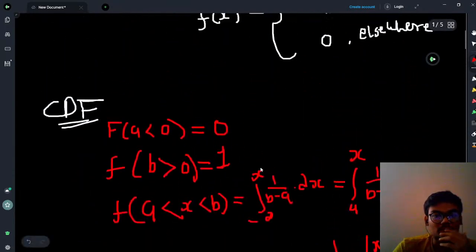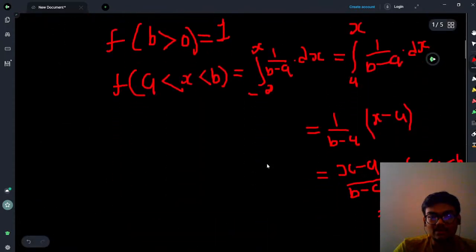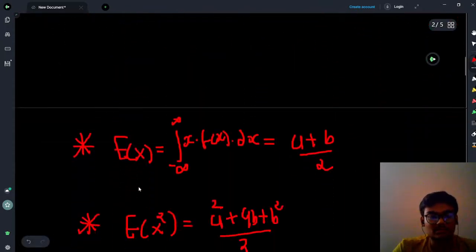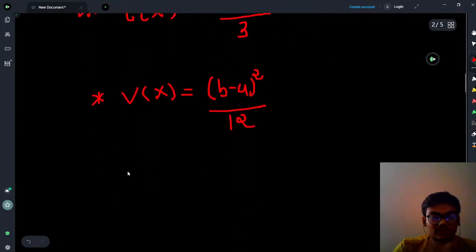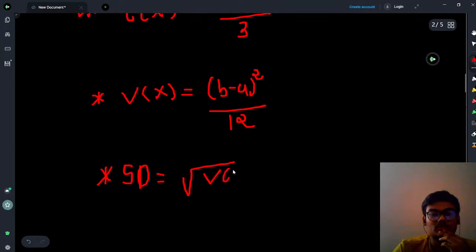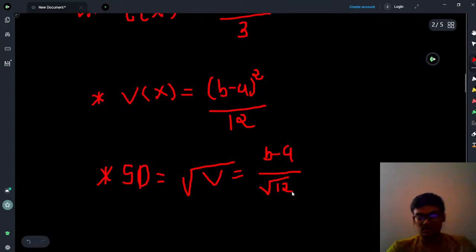So this is all we have. We know the PDF, then the CDF, the expectation, then E of x square, then the variance, and in the last, if we want the standard deviation, it is the square root of the variance, which is b minus a upon root 12. So this is all about the uniform distribution.